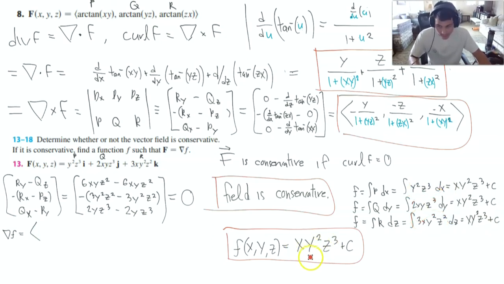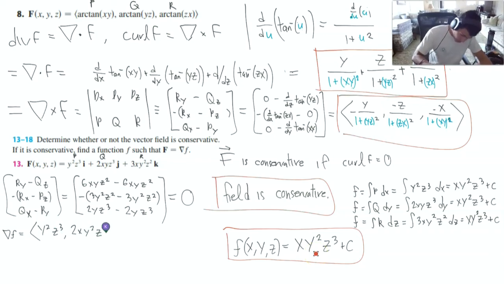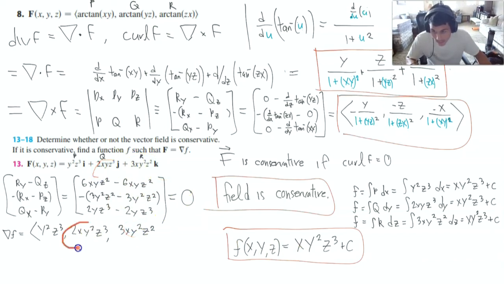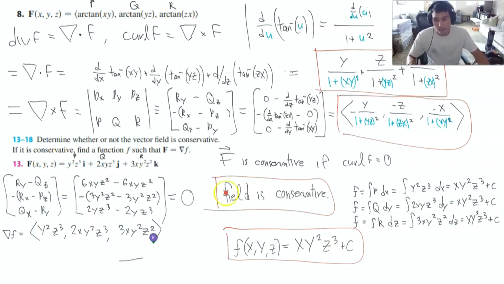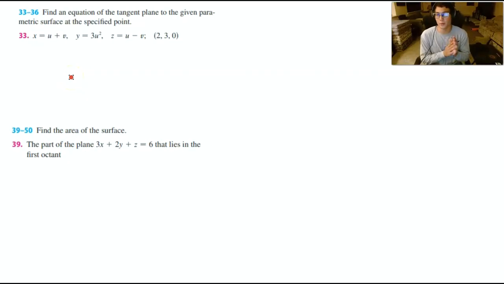But if you take this again, just prove it to yourself. It'd be y²z³. The next one would be 2xy²z³. The next one would be 3xy²z². And look at that. It's the same thing, same thing, same thing. Okay, so it is true. It does work. That's all you needed to know. Okay, so let's do some tangent planes.